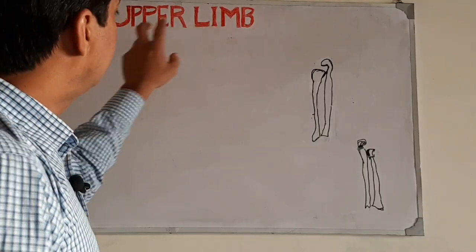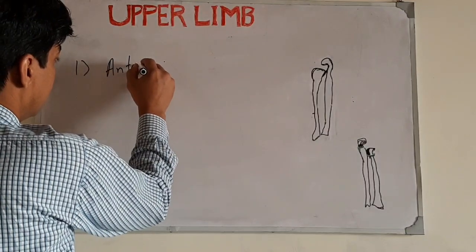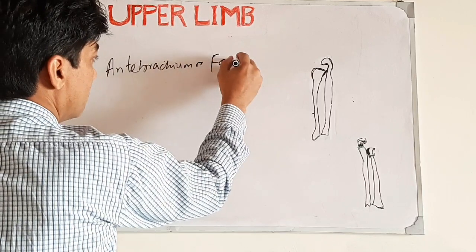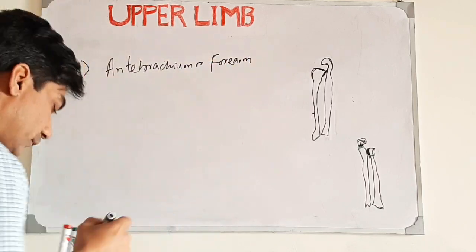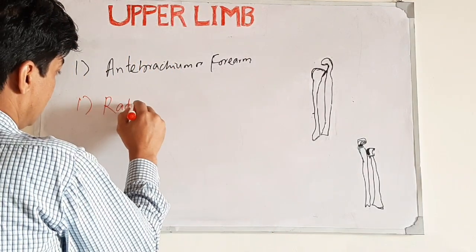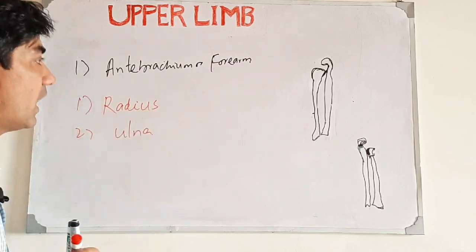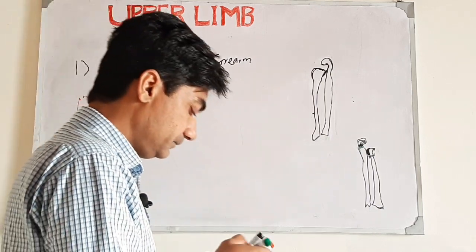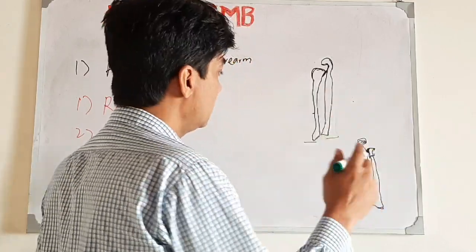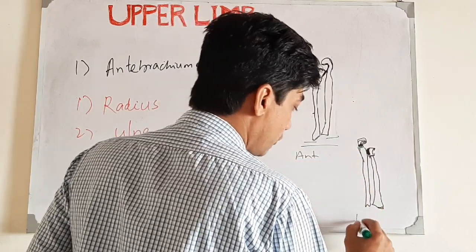In the upper limb, the second region is the antebrachium. In the antebrachium, or forearm, there are two bones which are parallel to each other. One is the radius and the second is the ulna. This is the radius, this is the ulna. The radius is lateral and the ulna is medial. This is the anterior view, this is the posterior view.